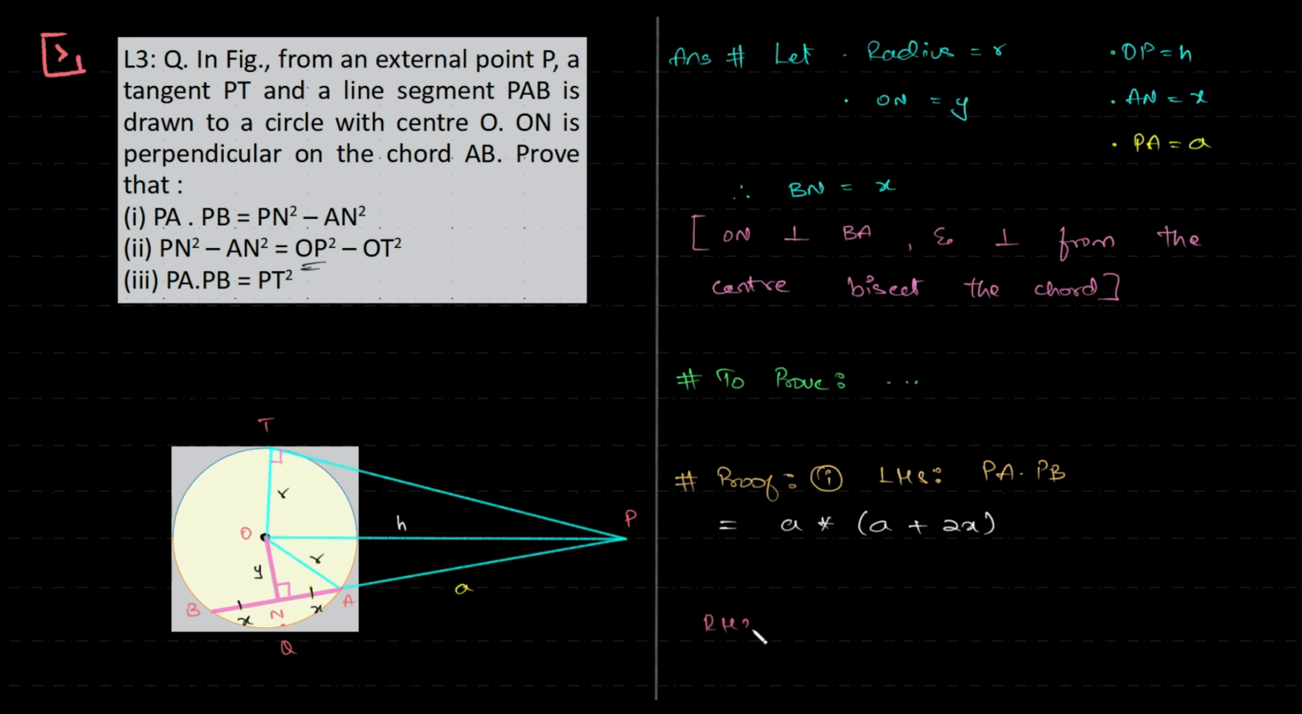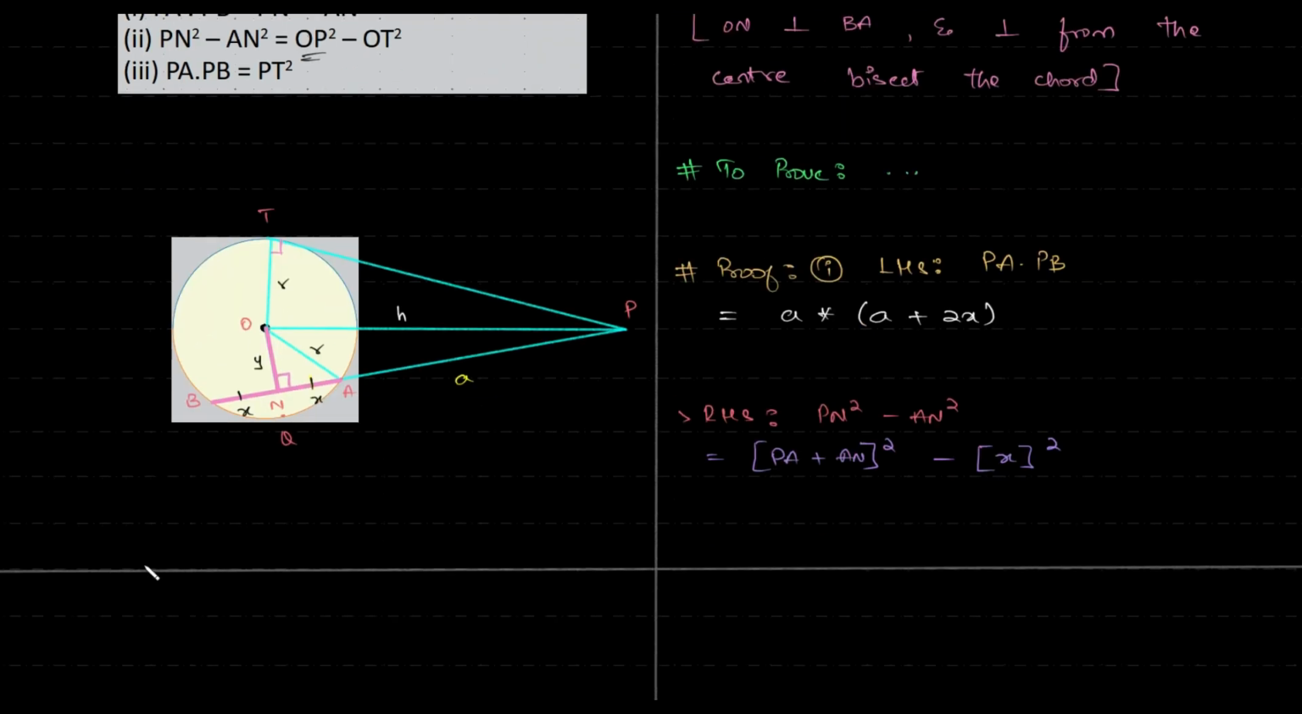Then go with your RHS. So what are we looking at in RHS? PN square minus AN square. So what is PN? PN is A plus X the whole square. Right? Minus what is AN? Oh yeah, we need to mention first that PN is a combination of PA plus AN. Minus AN, well, AN is not a combination of anything. That's just X square. So on substituting, what do we get? This is A plus X the whole square minus X square.